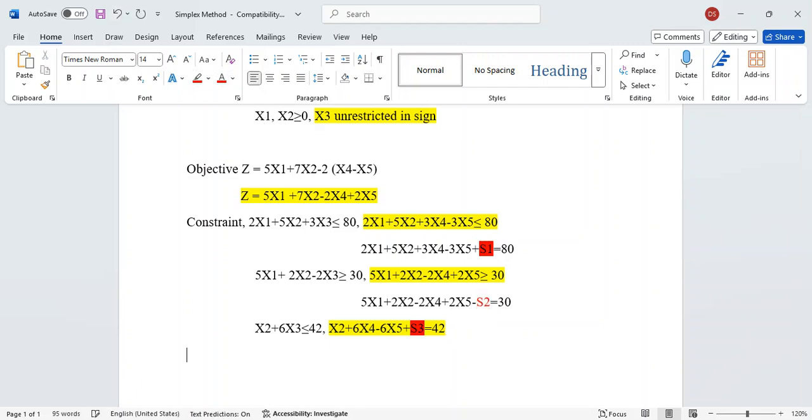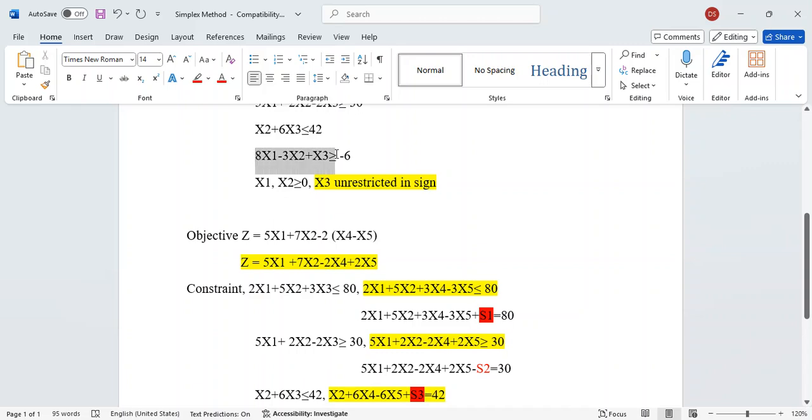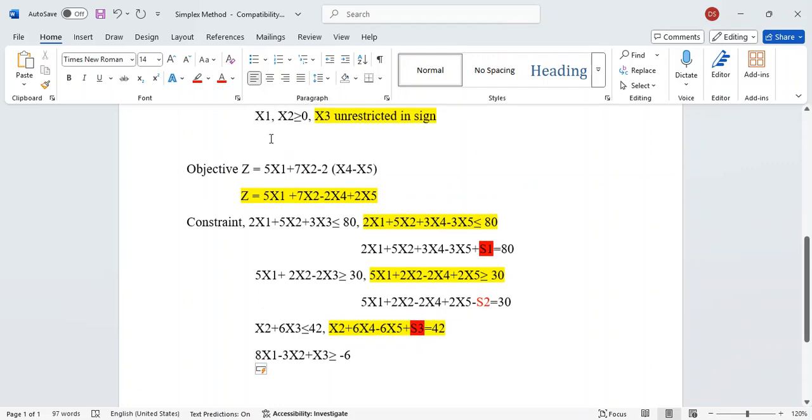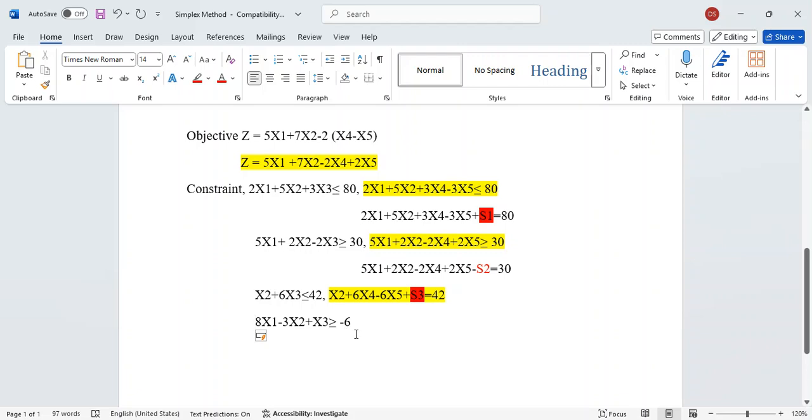Okay, the next constraint is some completely different one. The next constraint has been written like this: 8x1 minus 3x2 plus x3 greater than or equal to minus 6. Dear friends, always remember that the right hand side in a constraint should be positive. Just like x1 and x2 are greater than or equal to 0, similarly the right hand side should never be negative. So make the equation first so the right hand side is positive.